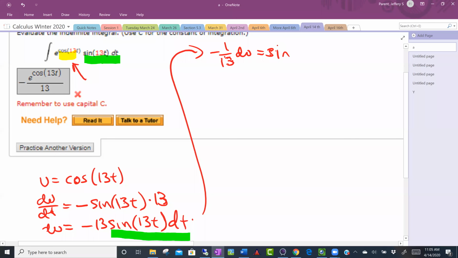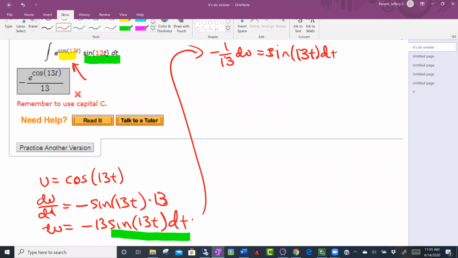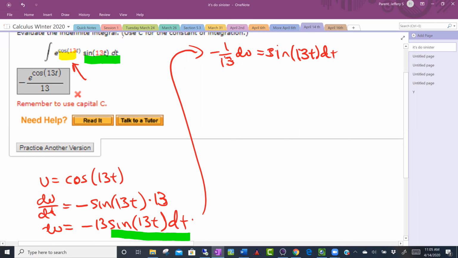Sine of 13t dt. And that's perfect because now I've got a nice direct substitution for what's in my integrand. This part right here is exactly what I have in my integrand. So I can replace that with negative 1/13 du, and the rest of it is going to be e to the u. So let's do that.